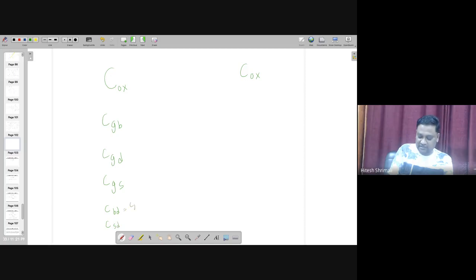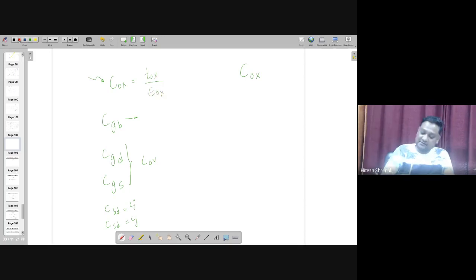So these are the junction capacitance. These two are overlap capacitance. This is gate to body capacitance. Generally, that capacitance is COX, by the way. Let's call this one separately because this is oxide capacitance, and that's equal to epsilon ox by Tox.